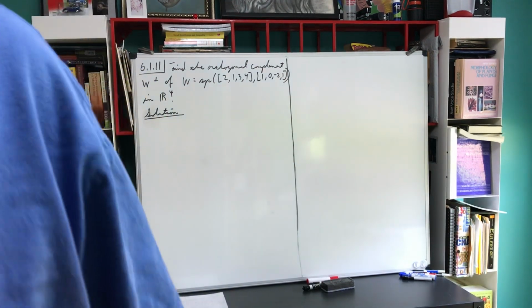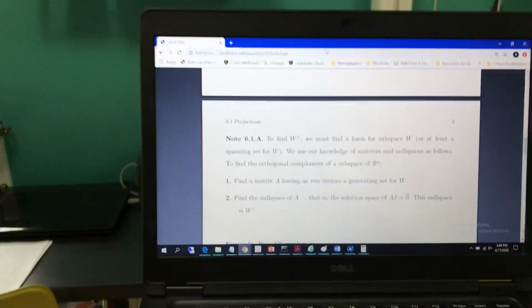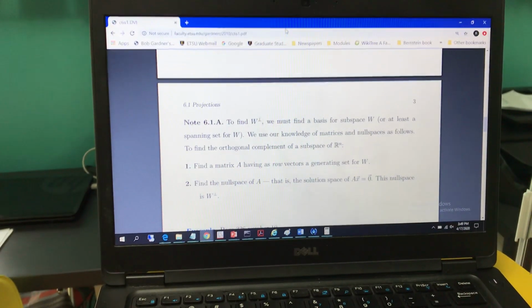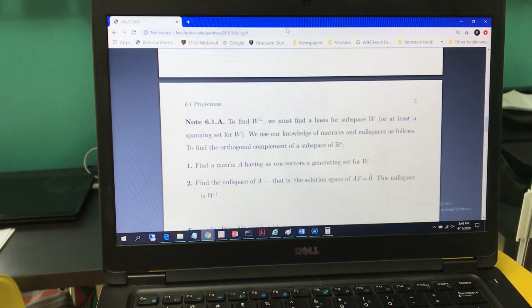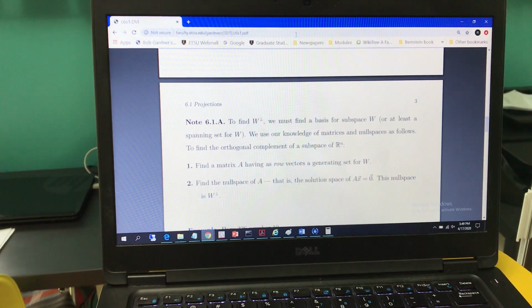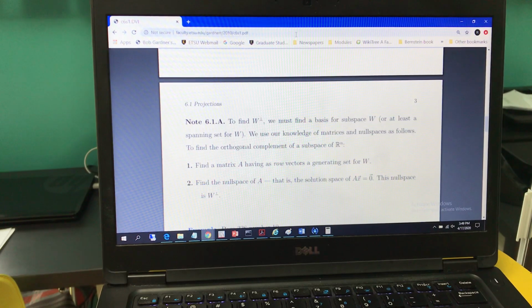Let's take a look at the notes. If we look at note 6.1a from the class notes, to find W perp, we must find a basis for subspace W. Got it. They actually gave us subspace W by giving us a spanning set. It was in fact a basis because there were only 2 vectors in it, so it must be linearly independent.